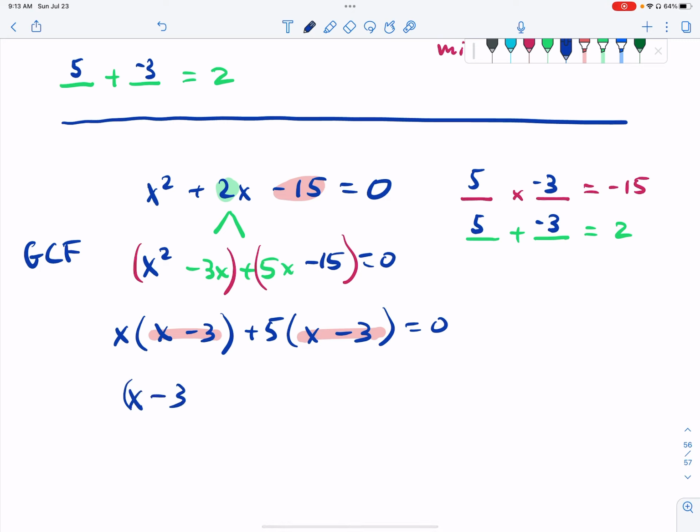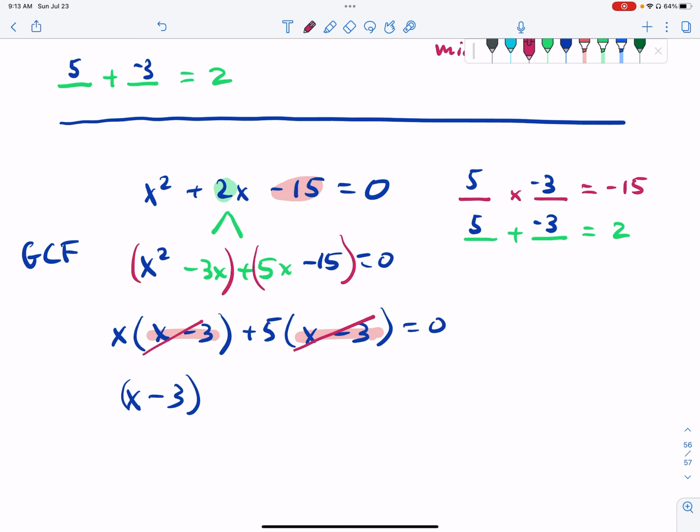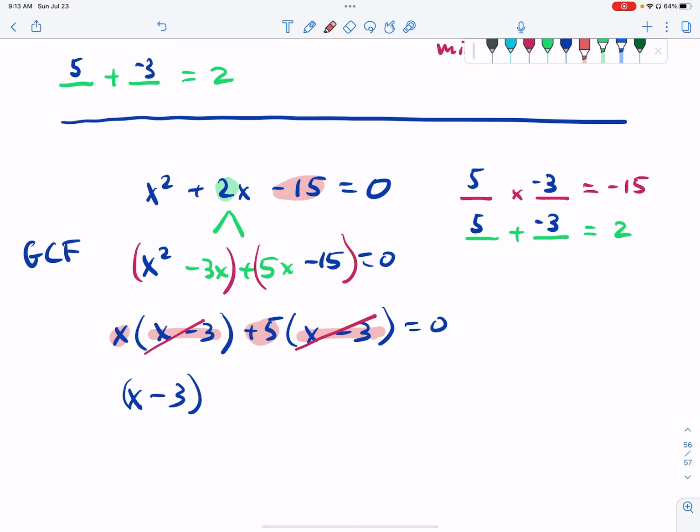X minus 3. And then the second factor is, well, if I were to divide both of these terms by x minus 3, whatever is left behind goes in the next set of parentheses, which is x plus 5. X plus 5 is equal to 0. All right, before we finish this, I'm going to call your attention to this very handy shortcut here so that you don't have to do this whole expanding the middle term every single time whenever your leading coefficient is 1.